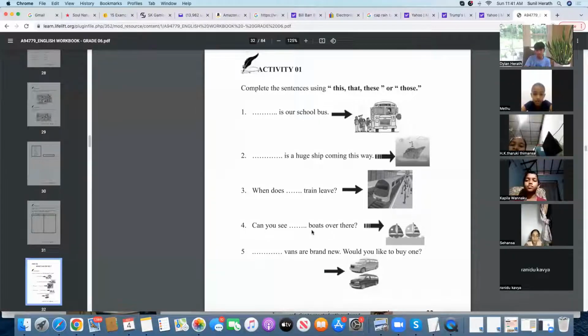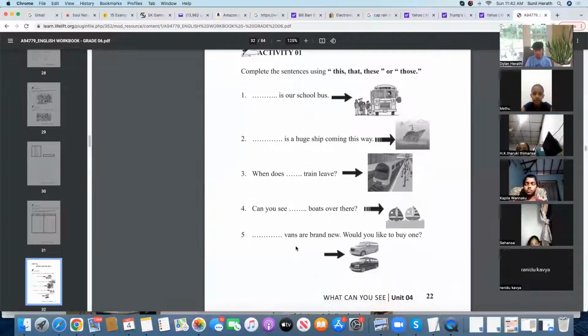Can you see blank boats over there? Those boats over there. Exactly. Can you see those boats over there? So sometimes, if you don't know, use a little trial and error to try and figure it out. Sometimes you can just tell when the sentence doesn't sound right. So, can you see that boats over there? That doesn't really sound right, right? So we would say, can you see those boats over there? So thank you. Next one.